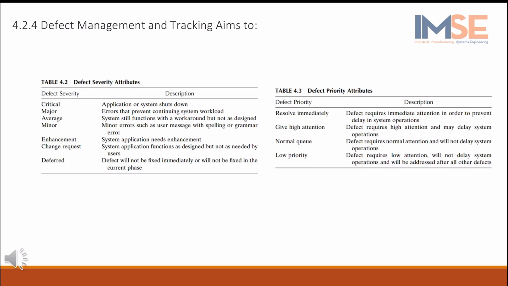In addition, information may be collected or computed as part of the defect management and tracking processes. For example, the number of defects, defect discovery rate, defect closure rate, effort to close a defect, and the elapsed time to close a defect.